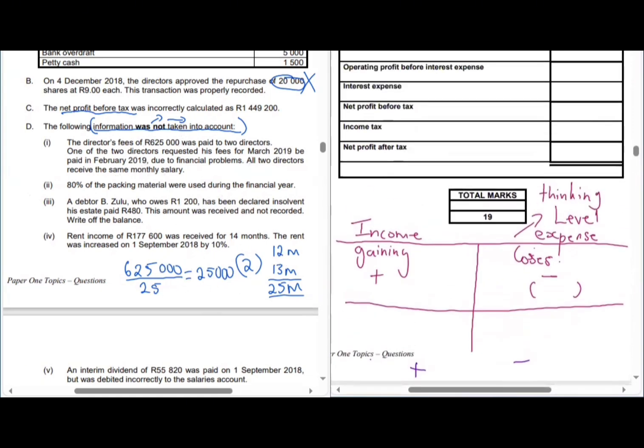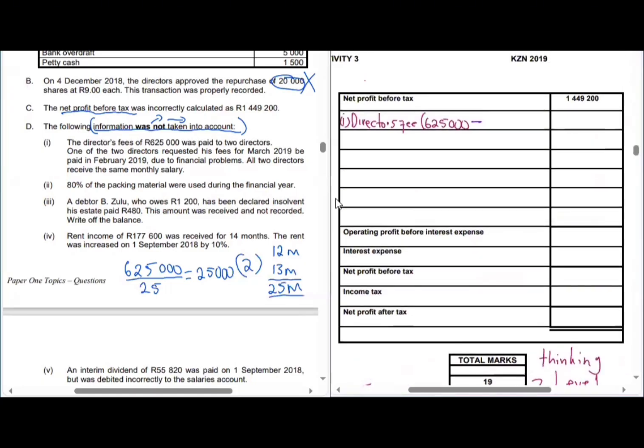So anything that has been paid in advance must come back to us. So we have to subtract that 25,000. This is an account that was forgotten, as well as its adjustment. And then we can record our final answer. So now we are going to say 625,000 subtract 25,000, and the amount that we were supposed to pay for only the 12 months period is 600,000.